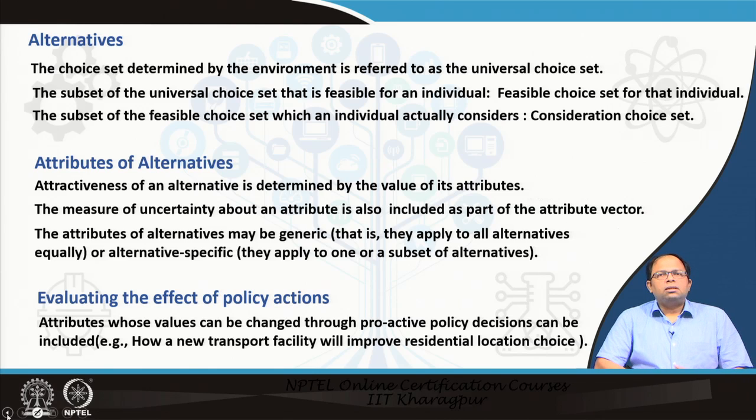So in addition to all this, we also need to include variables which are related to policies. That means attributes whose values can be changed through proactive policy measures can be included. For example, how a new transport facility will improve residential choices. So that also could be considered while doing this kind of discrete choice modeling.